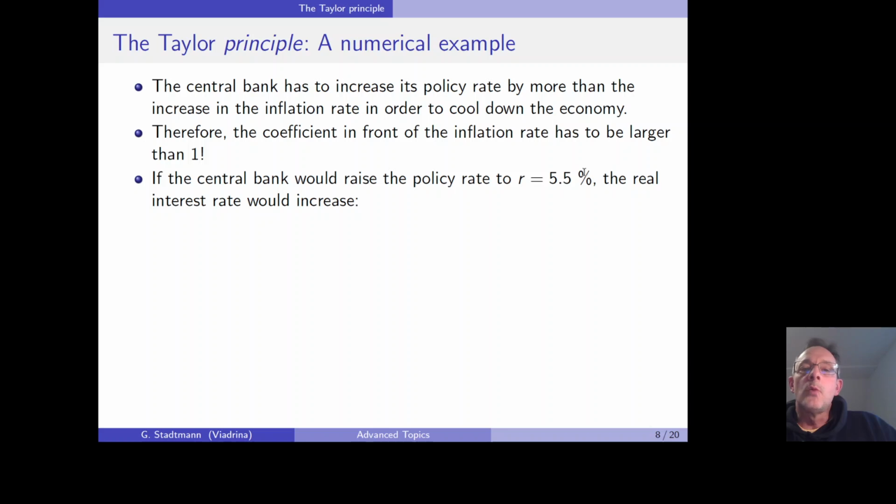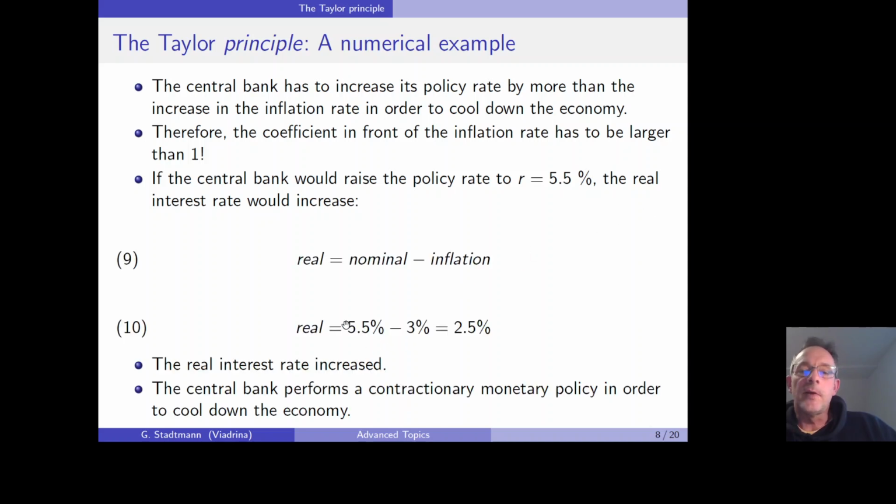So if the central bank would raise the policy rate to 5.5%, then the real interest rate would increase. Let's have a look. 5.5% for the Taylor interest rate, the nominal interest rate, minus 3% inflation rate. So the real interest rate increases from 2% to 2.5%, and hence the real interest rate increased, and the central bank performs a contractionary monetary policy.